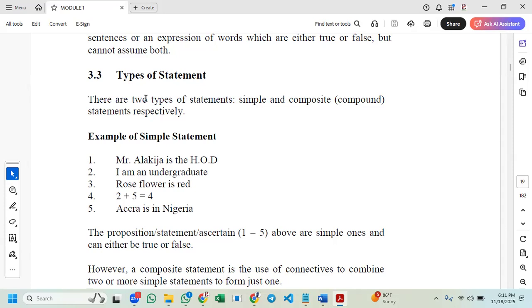Simple and composite. In OBJ, they normally ask, "The two types of statements are dash and dash," then they will list different things. You know that what you are looking for as the answer is simple and composite. Sometimes some questions appear in OBJ, they also appear in fill in the gap. So if you are a logical person, you get most of the answers.